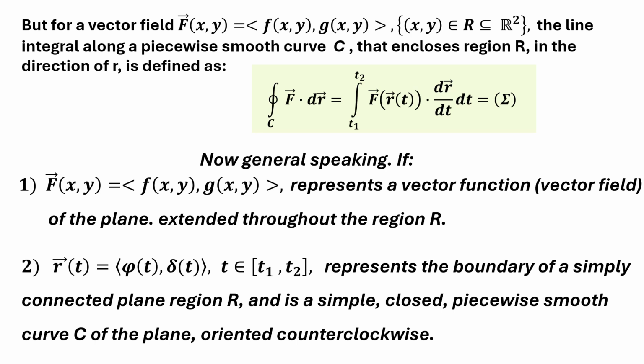Now, generally speaking, and trying to establish a method. If we have first, a vector F equals f(x,y), g(x,y), that represents a vector function, a vector field of the plane, extended throughout a simply connected plane region R. Second, r(t) equals phi(t), delta(t), t between t1 and t2, represents the boundary of region R, and is a simple, closed, piecewise smooth curve of the plane, oriented counterclockwise. Then what are the steps one should follow in order to calculate the above line integral?